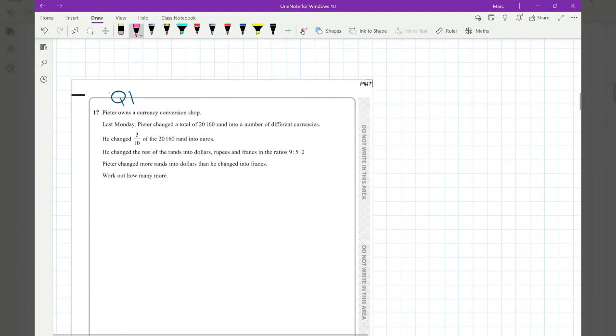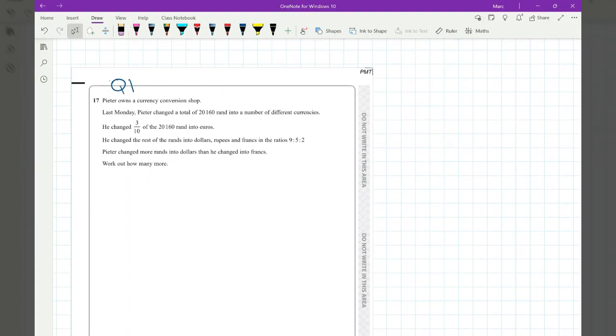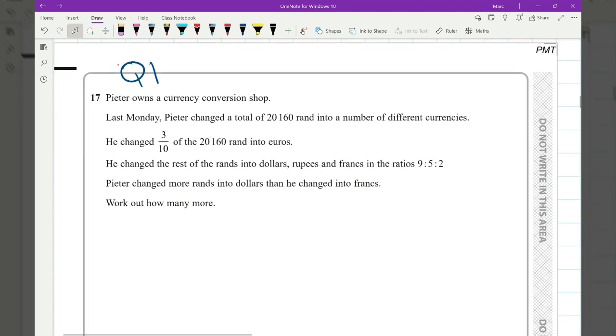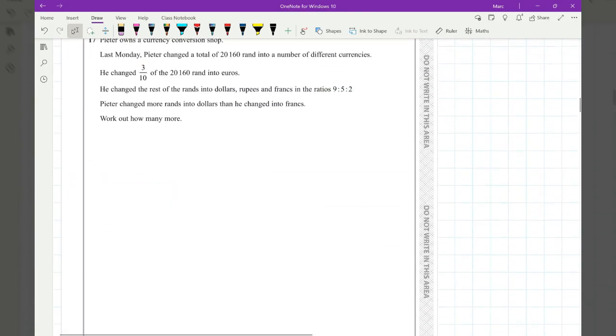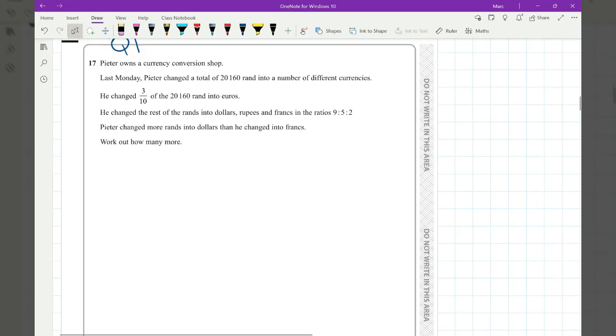There's the foundation. Formula sheet, and we've got here. So I wrote down this is question 1 on the higher, but this is question 17 on the foundation. What have we got here? It's 4 marks. So Peter owns a currency conversion shop. Last Monday, Peter changed a total of 20,160 Rand into a number of different currencies. Changed 3/10 to euros. Change the rest to dollars, rupees, and francs in that ratio.